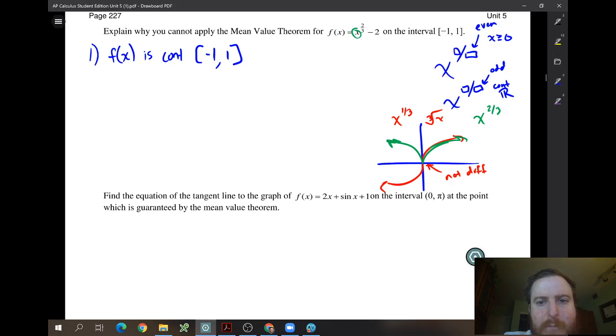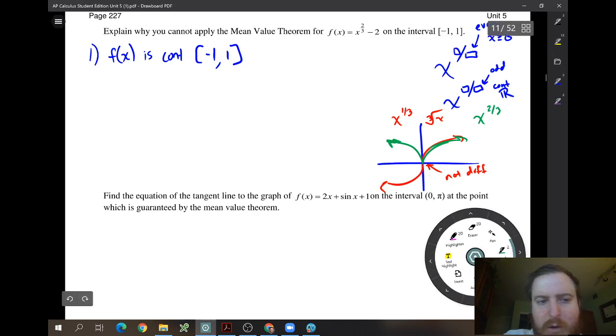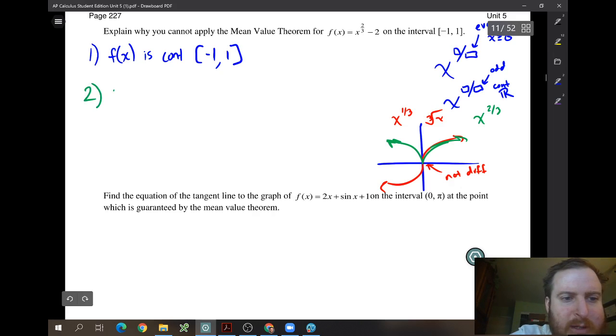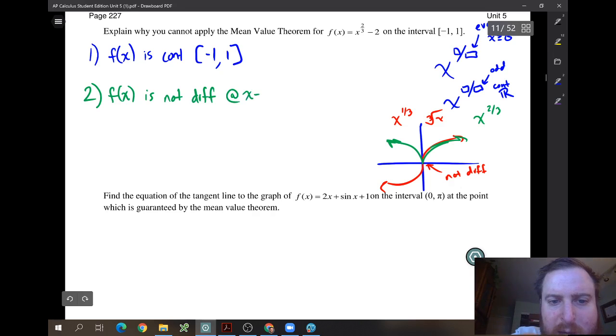So if you could see that, you're kind of smart about it, and you can just jump straight to saying f of x is not differentiable at x equals 0 because it has a cusp, that's great. But if you want to show your work, I think that's a little bit smarter. So what we could do is we could kind of show it.